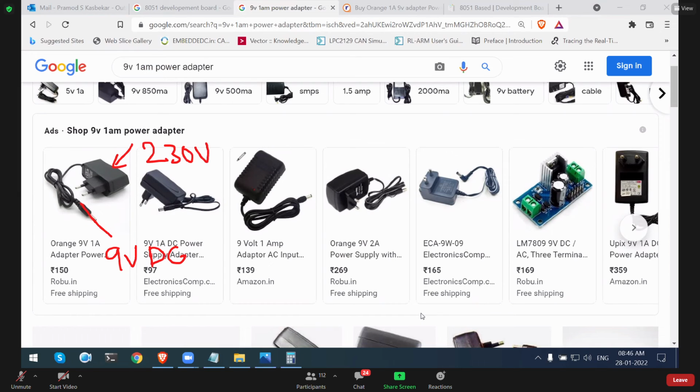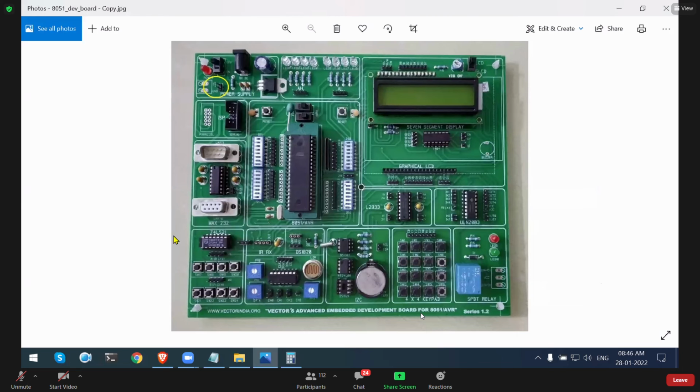230 volt AC will be given to this adapter. This adapter will convert 230 volt AC into 9 volt DC, and this will be given to the microcontroller board. So that output you have to connect here. That adapter output you have to give here.